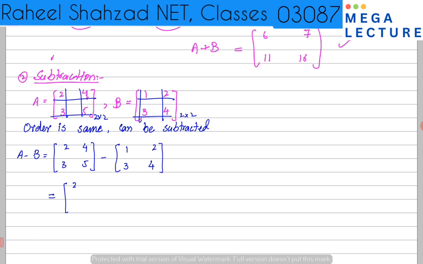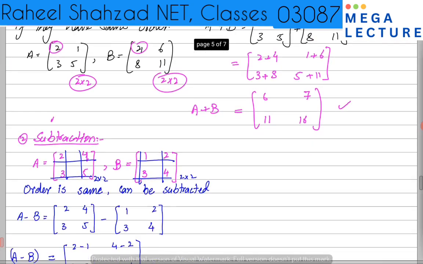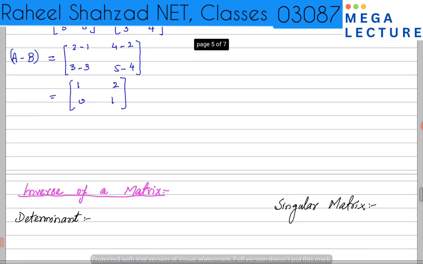That is going to be 2 minus 1, 4 minus 2, 3 minus 3, and then 5 minus 4. So this is your A minus B. It is going to be 1, 2, 0 and 1. This is how we subtract two matrices. So this is addition and subtraction of two matrices.